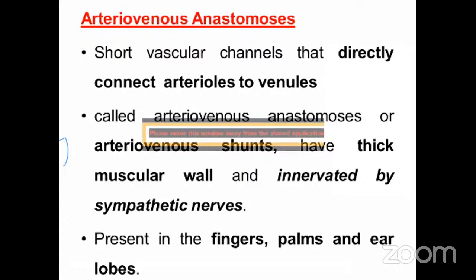These are also called arteriovenous anastomoses. They are present in the palms, fingers, and earlobes.